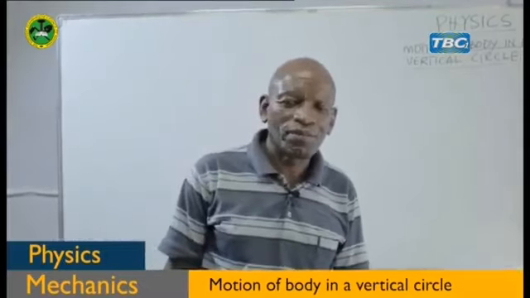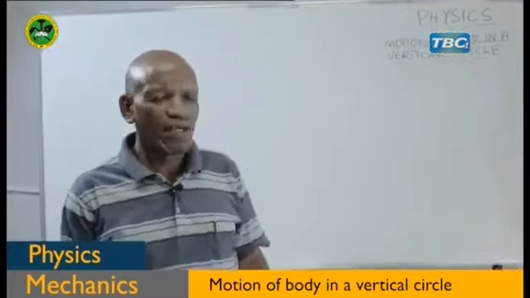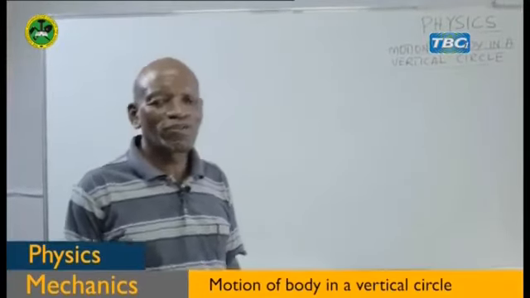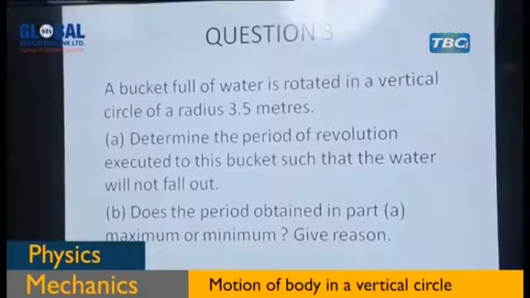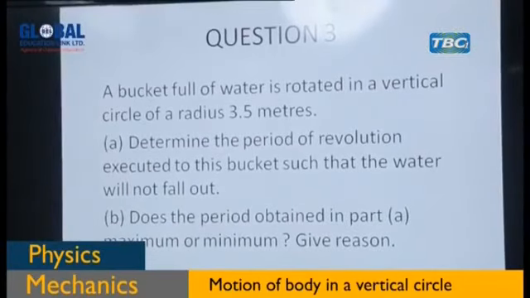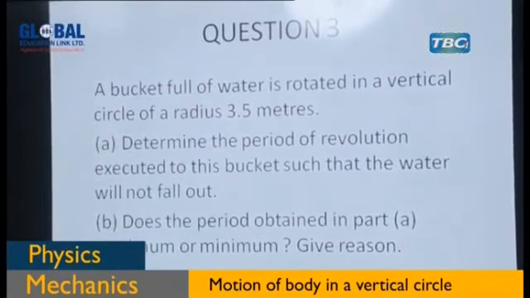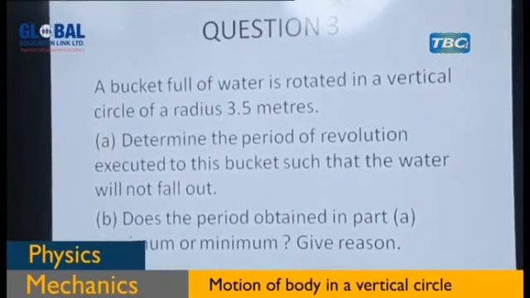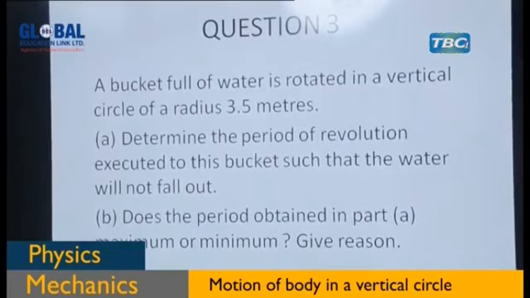Okay, students. Here now we have a question as homework for you to do at home. The question goes like this. A bucket full of water is rotated in a vertical circle of radius 3.5 meters. A. Determine the period of revolution executed by this bucket such that the water will not fall out. B. Is the period obtained in part A maximum or minimum? Give reason.